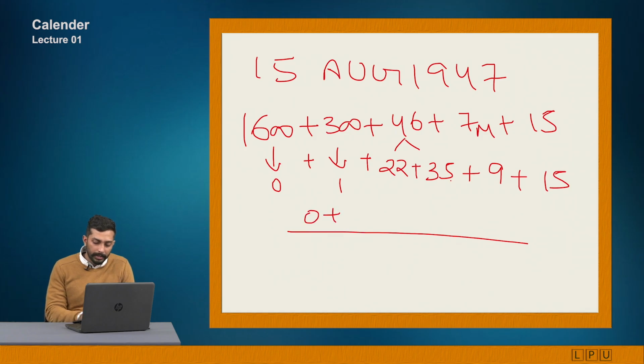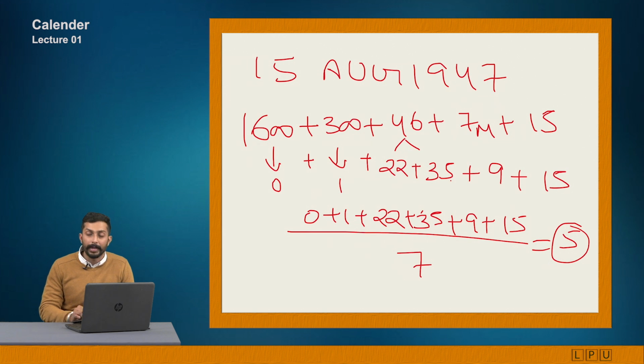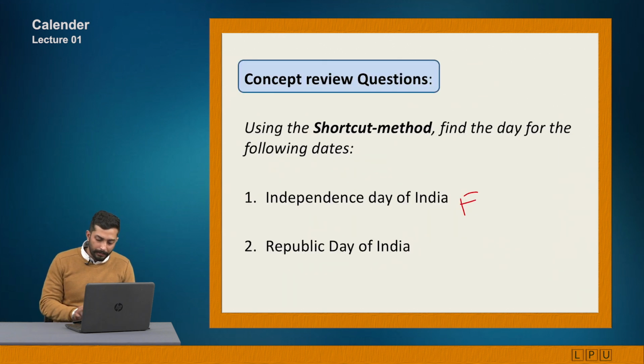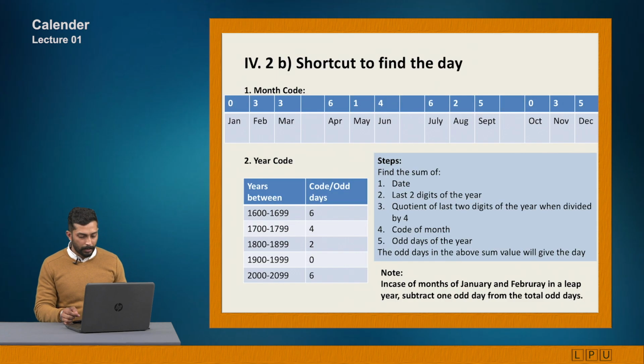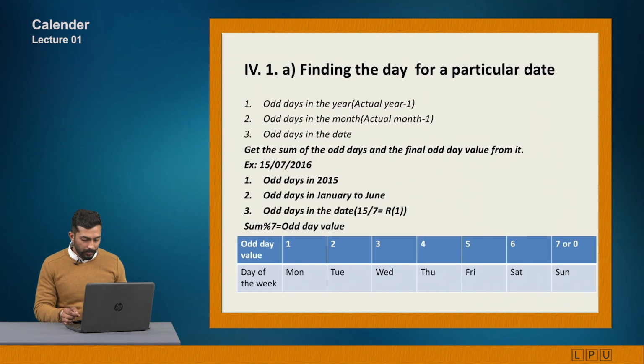Adding here, it is 0 plus 1 plus 22 plus 35 plus 9 plus 15, divided by 7. So we are getting 5 as the remainder after solving this. That means the Independence Day of India was Friday. 5 means Friday, as we have already used in the table, where 5 is Friday. So that is the answer for this question.